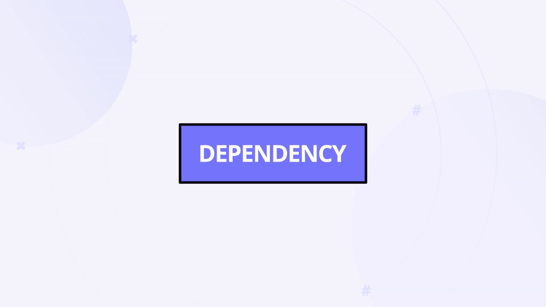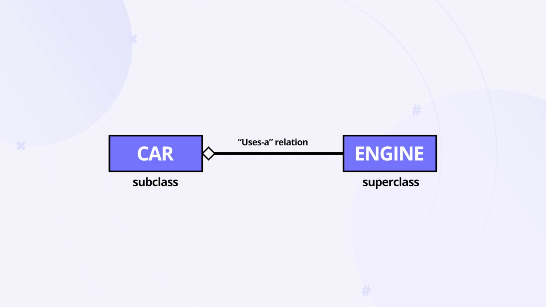Dependency is a relationship where one class depends on another class to function. A change in one class may affect the other. For example, a car class might depend on an engine class. The car needs an engine to run, so there is a dependency relationship between the two.